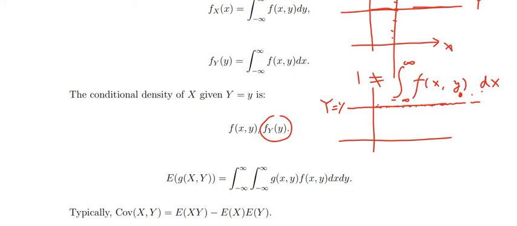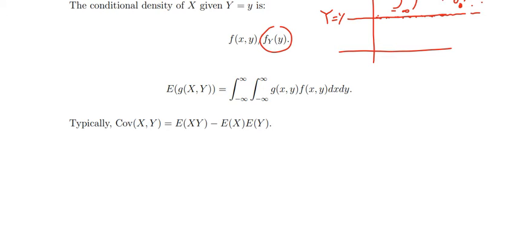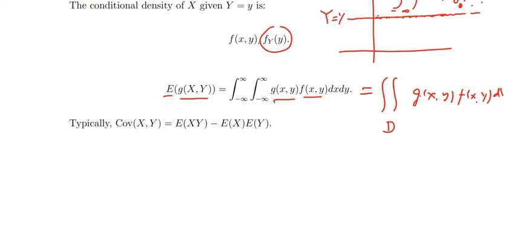Okay, so for expectation, we have this double integration of the density function. The integration upper bound and lower bound may not be from negative infinity to positive infinity. We just say in this region, g(x,y) f(x,y) dx dy. This region D is where the function is not equal to 0, right?